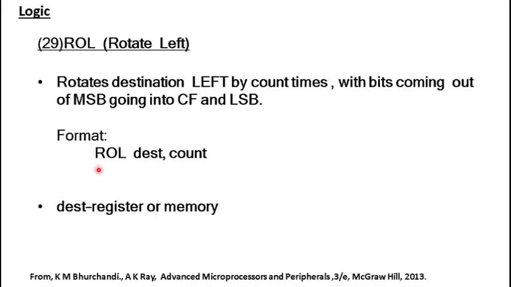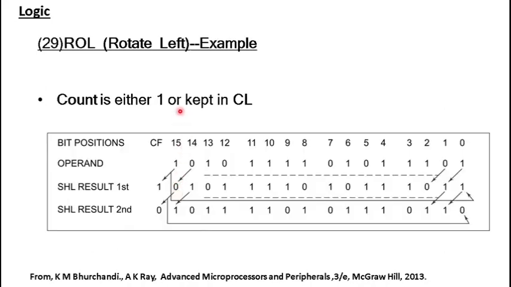This is the format of rotate left instruction. You specify destination and the count for the number of rotations to happen, and destination can be register or memory, and about the count, it can be either the immediate value 1 or for other values it can be kept in CL register.